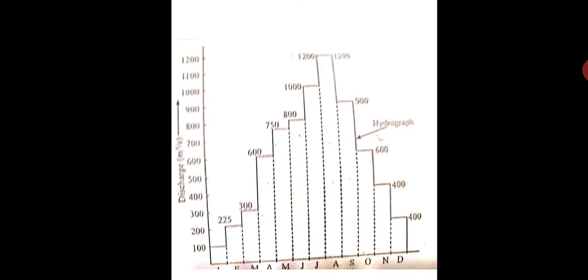So y-axis proportionately what we have taken, suppose we have taken 1 centimeter is equal to 100 meter cube per second discharge. So accordingly we have plotted 100, 200, 300, 400, 500, 600, 700, 800, 900, 1000, 1100, 1200. So these are the discharges. So what we have done now, January it is 100. So we have plotted January and 100. Okay. Then February it is 200. So second month we have put it 200.